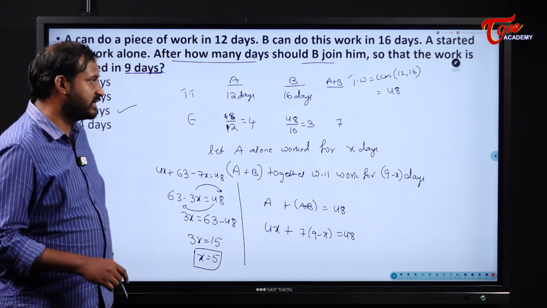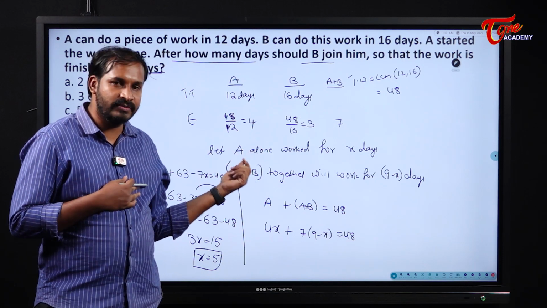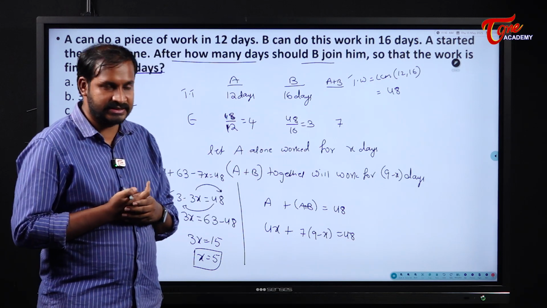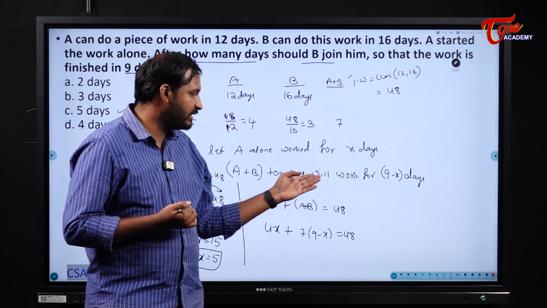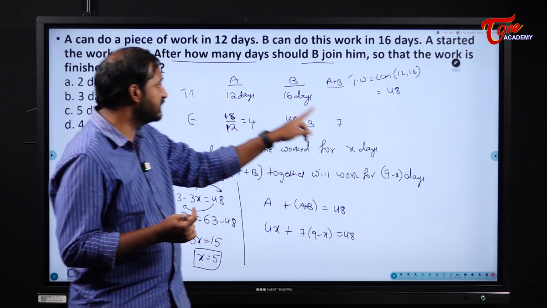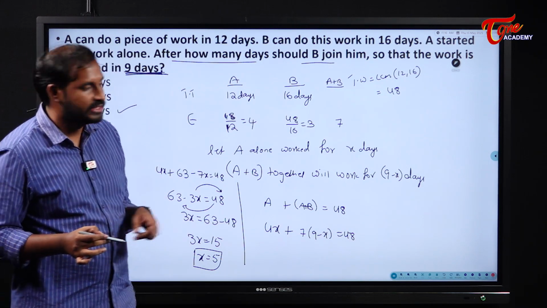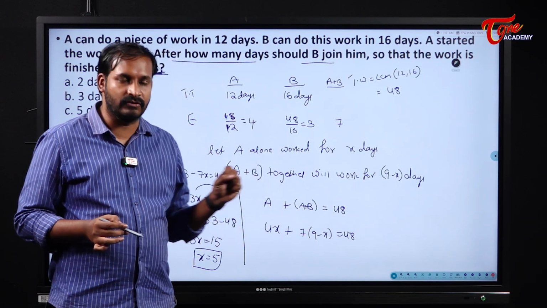See here, students. Anyway, we found the total work and their efficiencies. I am assuming that A alone will work for X days. And after X days, A and B together will work for how many days? 9 minus X. Why am I writing 9 minus X? In the question they clearly mentioned that the total work will be finished in 9 days. So 9 minus X days they will work together.